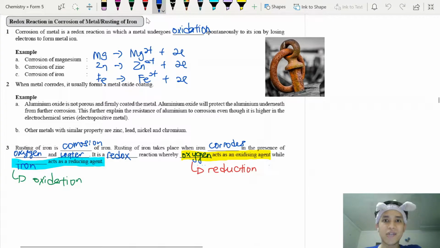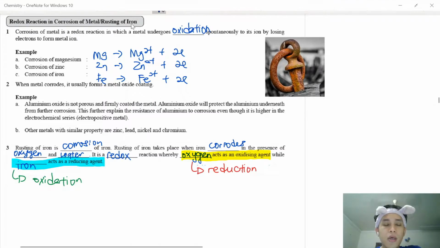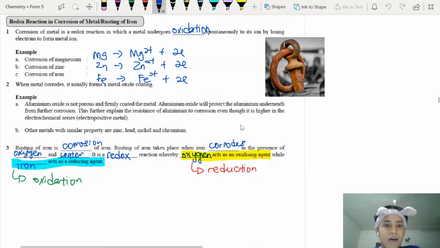Alright, greetings everyone. So today we are going to go into another part of your redox reaction, which is about the rusting of your iron. For today I'm going to focus on two things. One is how rusting happens, the mechanism of rusting, and second will be how can we control the rusting process. Meaning if I want to prevent rusting from happening, what can I do?